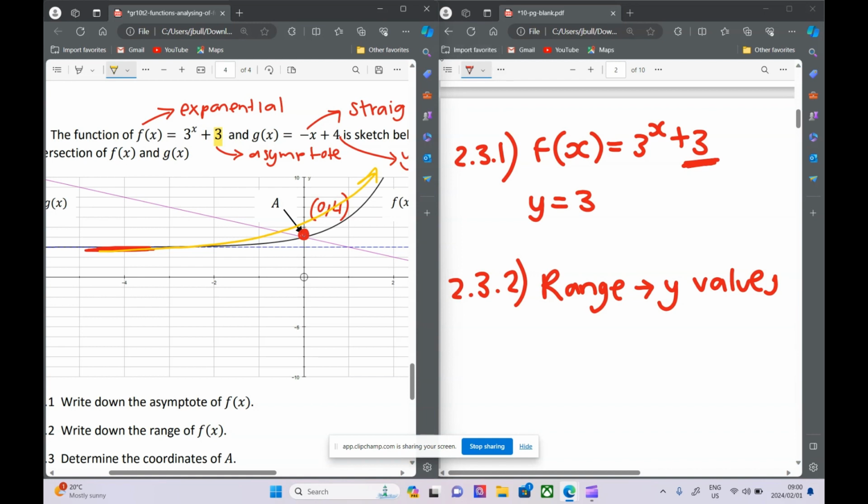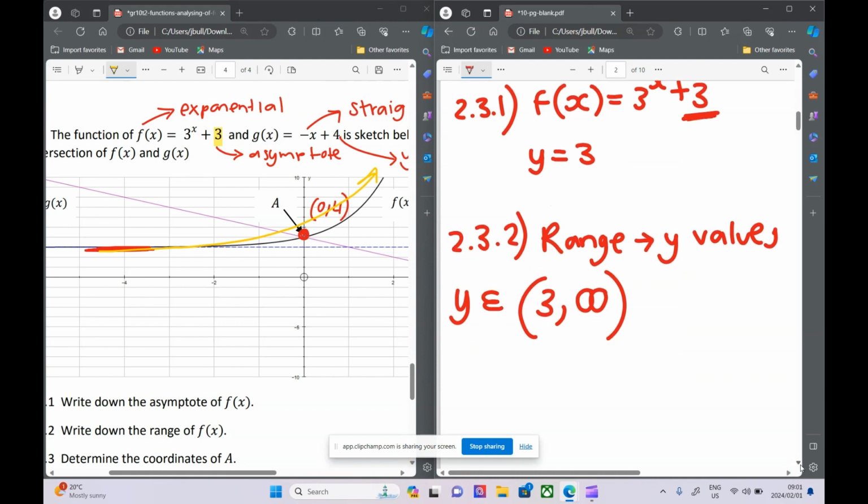How we write that is we say y is an element of (3, ∞). It's an open bracket at 3 because it can't ever touch the asymptote, and it goes all the way to infinity. So that is how we write that. y ranges from 3 all the way up to infinity.